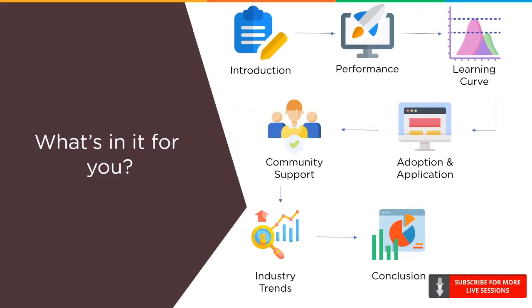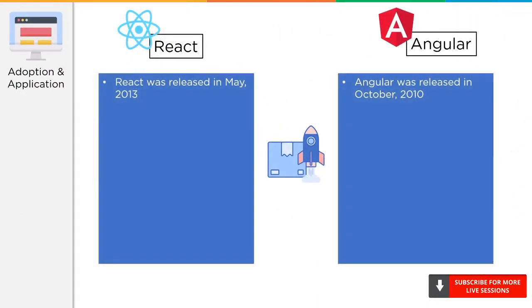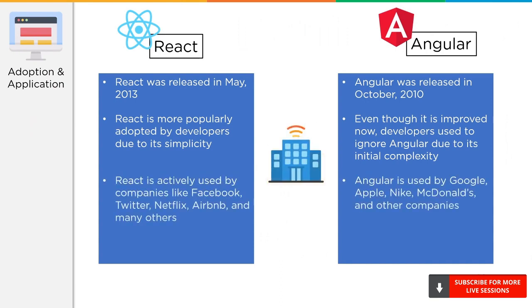Moving on, let's look at adoption and application. React was released in May 2013. React is more popularly adopted by developers due to its simplicity. It is actively used by companies like Facebook, Twitter, Netflix, Airbnb, and many others.